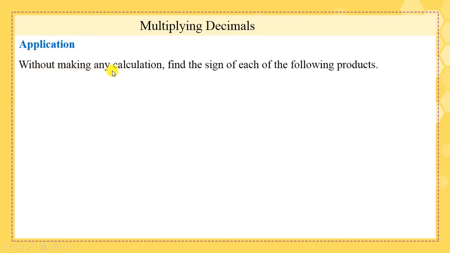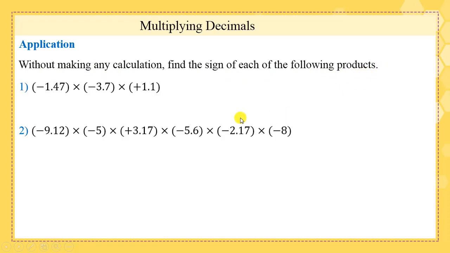Application. Without making any calculation, find the sign of each of the following products. Please pause this video and try to solve the application. Okay, now we apply directly the rule without using the detailed method. We have 2 negative signs. 2 is even, very good. Then the product is positive since the number of negative signs is 2, even.